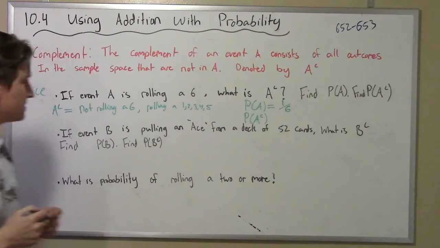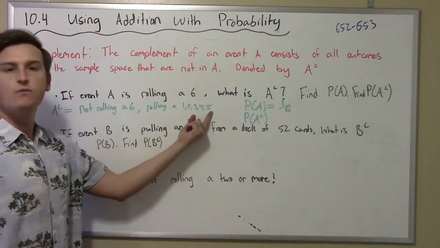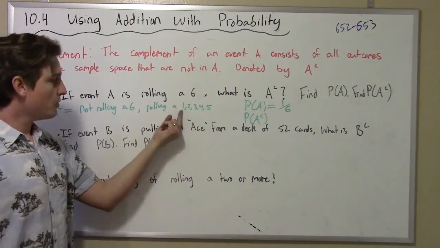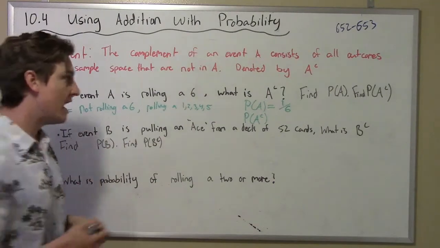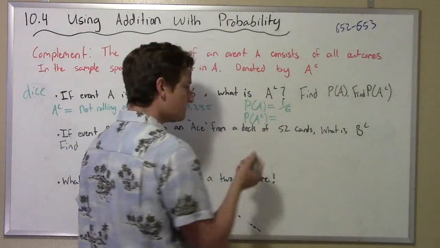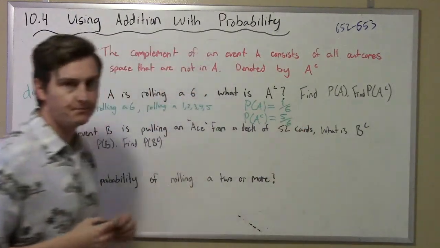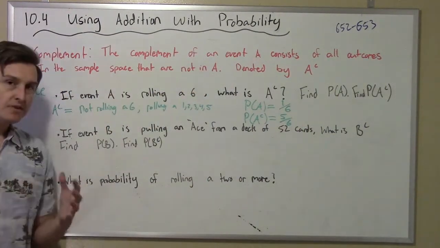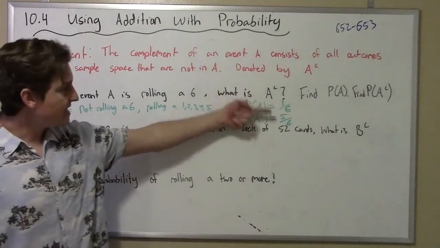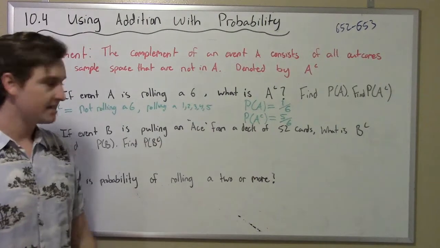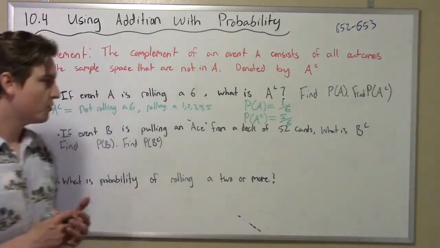How many ways are there to not roll a 6? There are 1, 2, 3, 4, 5 ways for that to happen. You could roll a 1, a 2, a 3, a 4, or a 5. So there are 5 different ways that you could not roll a 6 out of 6 possible outcomes. There are a couple of things that hopefully you're noticing at this point. The first thing is that these add up to 1. What's 1/6 plus 5/6? It's 6/6, which is 1. That's an important idea.